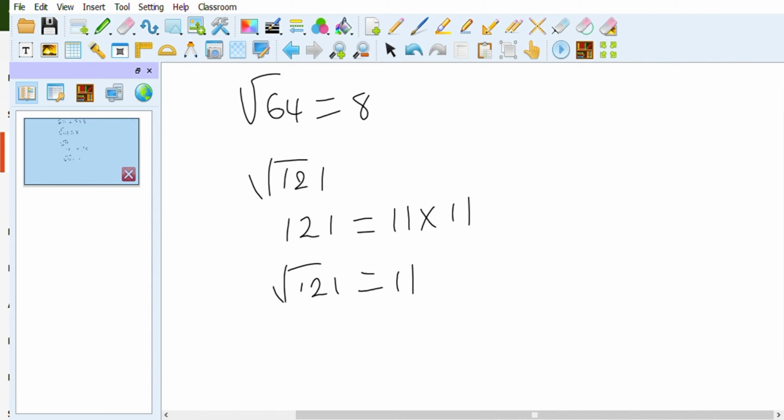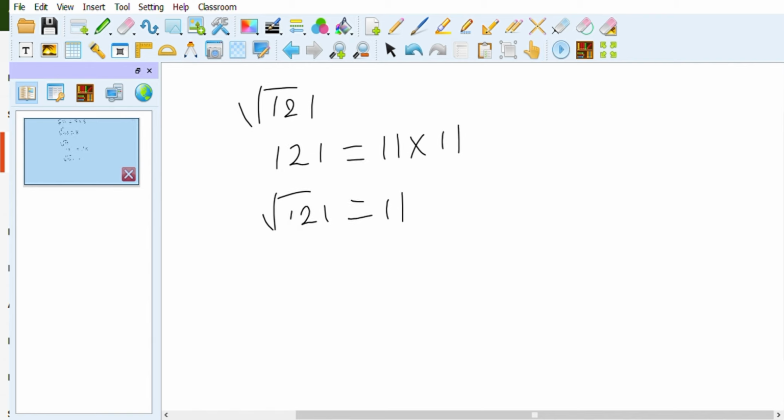Okay, square and square roots are inverse. They are opposites. So when we walk from square to square root, we can walk backward from square root to square.